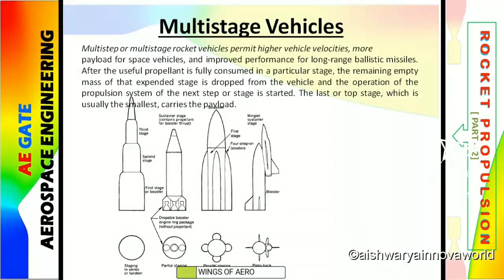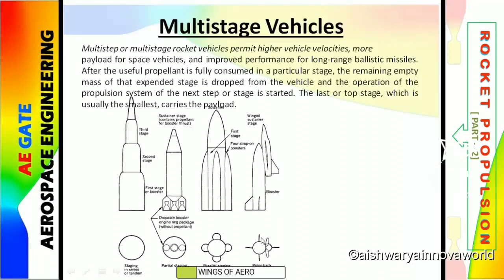Now I will tell you, we have around 4 types of multistaging. You can see here, one is series staging, the second one is partial staging, the third one is parallel staging, and the fourth one is piggyback staging. By seeing the figure, you can identify the series, where the sub-rockets are placed one after the other. Next comes partial staging. Partial staging is a combination of series as well as parallel. So you can see the figure.